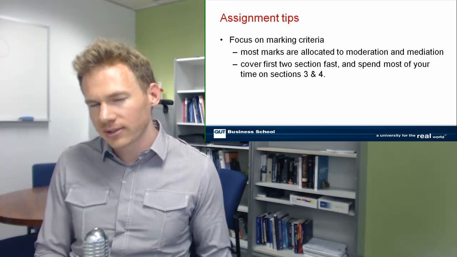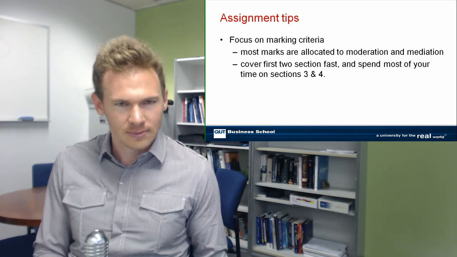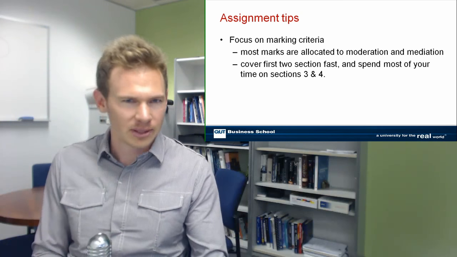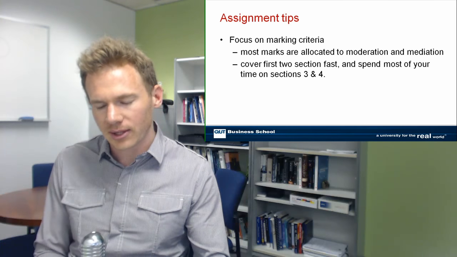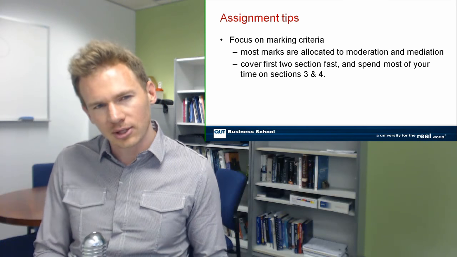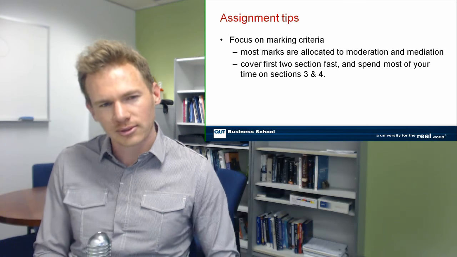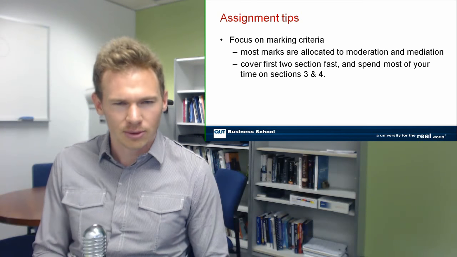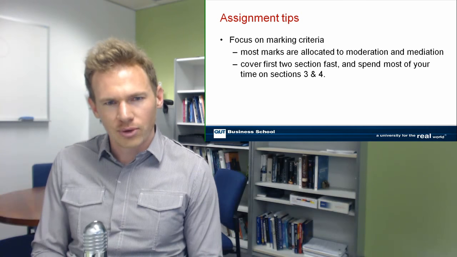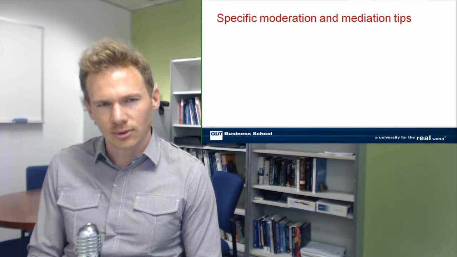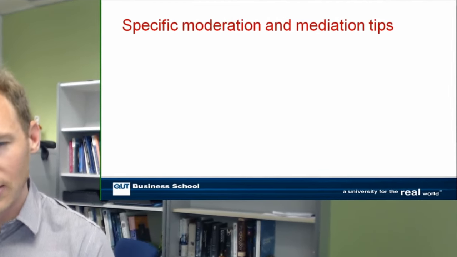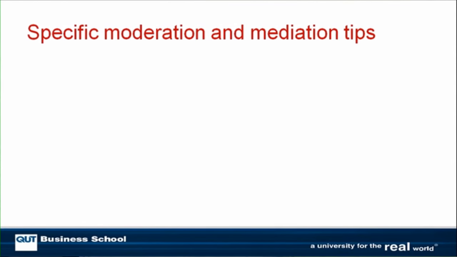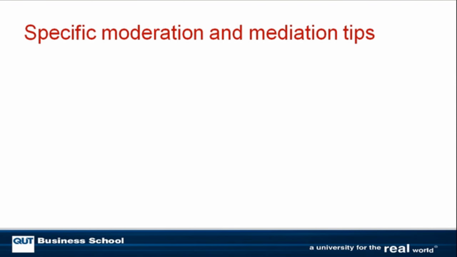Okay, the overview of the analysis section might be a couple of paragraphs. The descriptive statistics, again, might be a couple of paragraphs as well as a table. And then the bulk is moderation and mediation. The summary of results, which is the fifth section, should only be a paragraph at most. Right, so what I'll do now is I will take you to SPSS and talk about some specific tips for conducting the moderation.